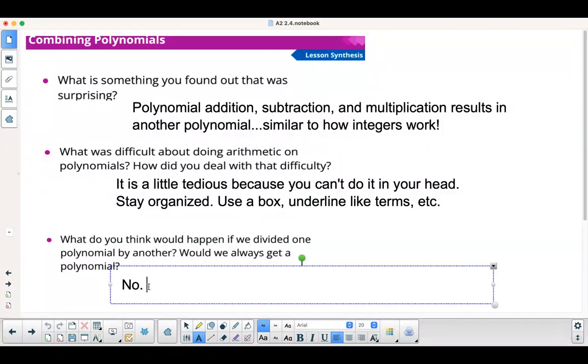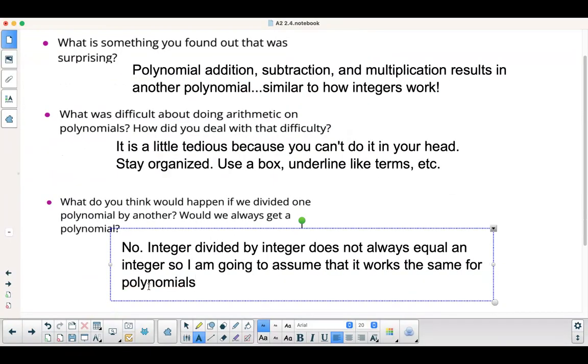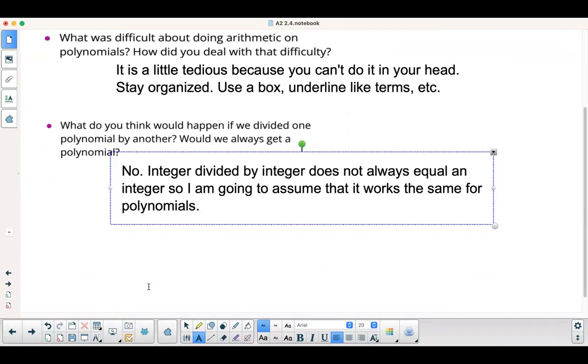So integer divided by integer does not always equal an integer. So I am going to assume that it works the same for polynomials. Okay.